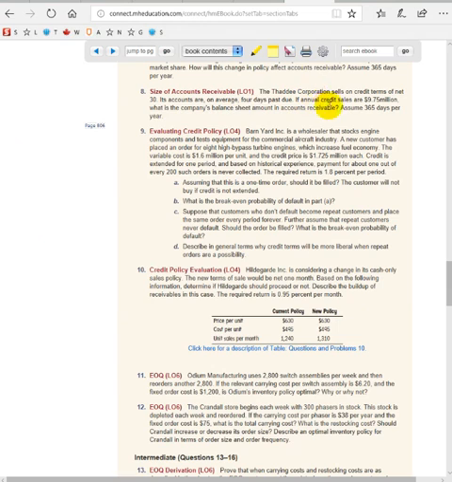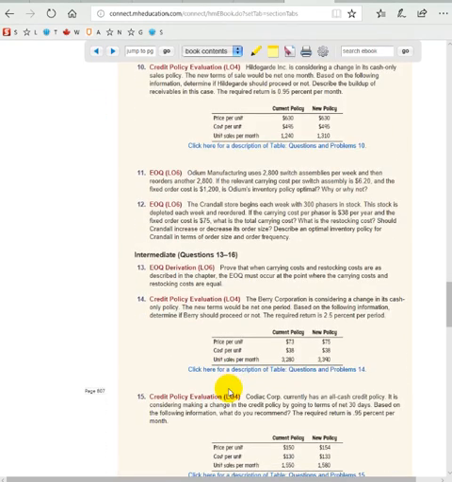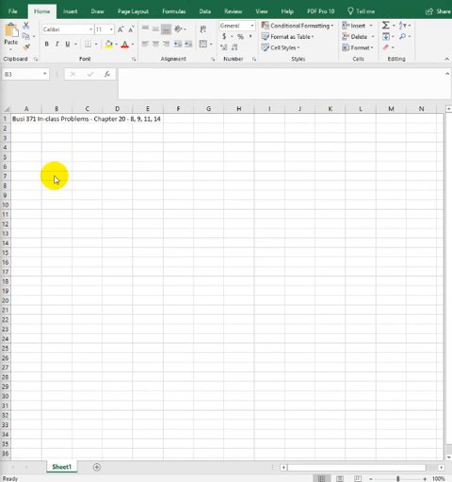8 is credit terms. 9 is credit policy, doing the calculation of the one-time order and the repeat order, and solving for the break-even probability of default. And then number 11, we've got economic order quantity. And then number 14 down here, we have a calculation of credit policy evaluation to determine whether or not it's a good idea. So, you took those screen captures. You're good to go. Otherwise, you can look at them in your McGraw-Hill textbook or ebook. So let's begin.